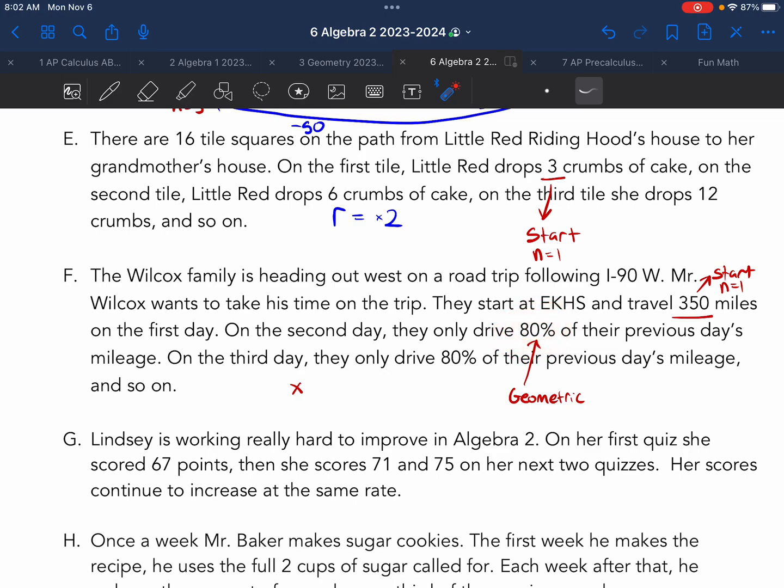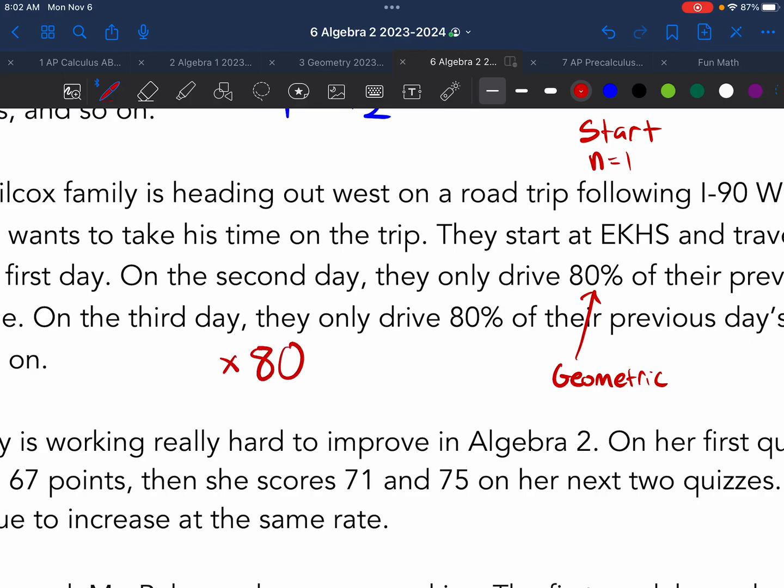There's no words that say more or less than. Just read that again. There's no more or less than. They just do this 80% compared to their previous mileage. And then on the next day, they just multiply by that percent. So I don't even have to do more or less. I don't have to do plus or minus. I just multiply by 80%, and I'm done.